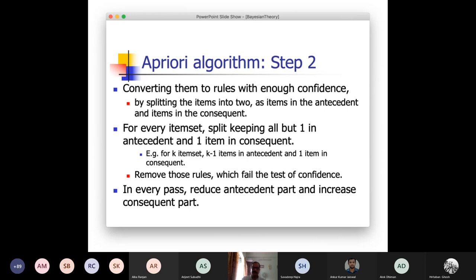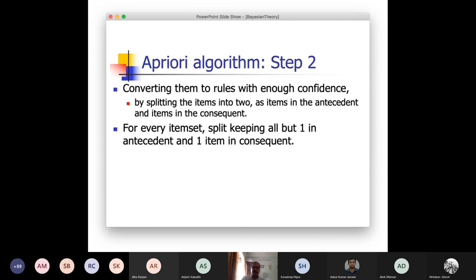So it is basically the evidence it is talking about, and you can also use lift here. In every pass, reduce the antecedent part and increase the consequent part. So in this way, you are iterating, and finally you get the rules with a larger consequent part. So those are the rules that you will be using.